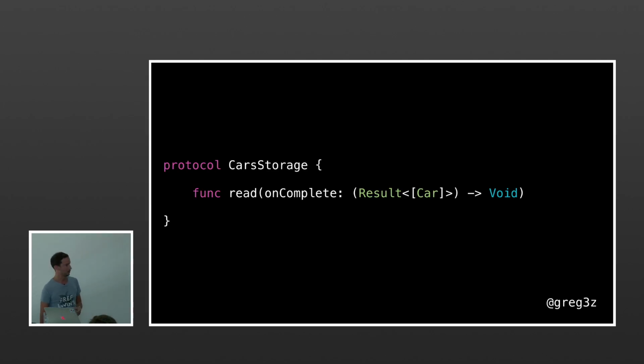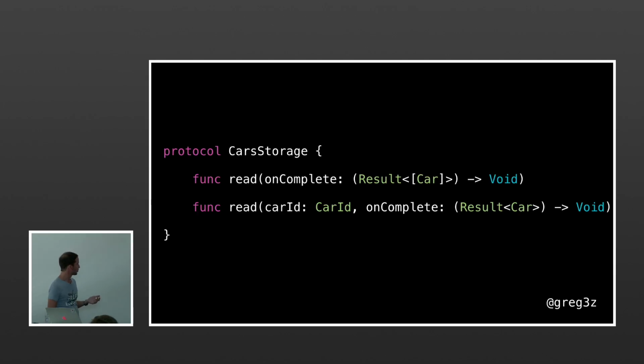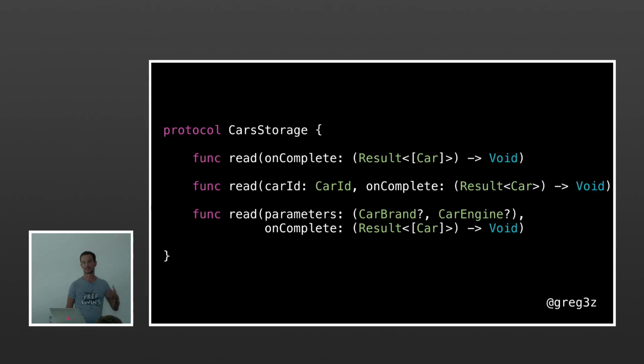In a real-world example, we might find other read methods, such as one that will take an ID, for example, and return a single entity of your model. We might also find another read method that takes some parameters for cases when you don't want to load all the entities of your model. You might want only the cars of a given brand or something like this. So this is an example of the reading method.